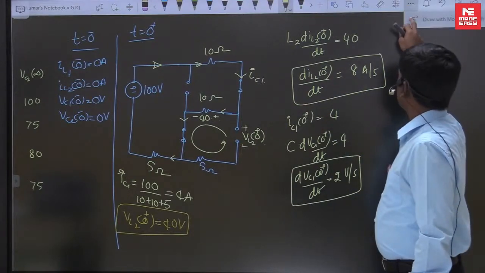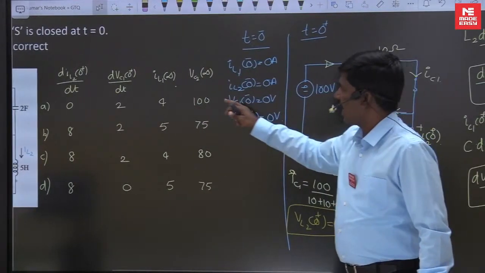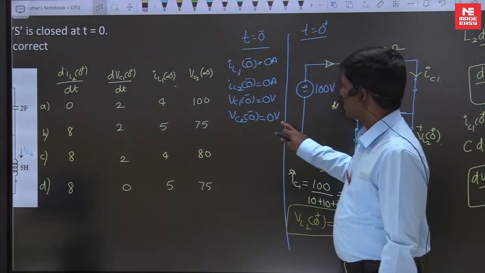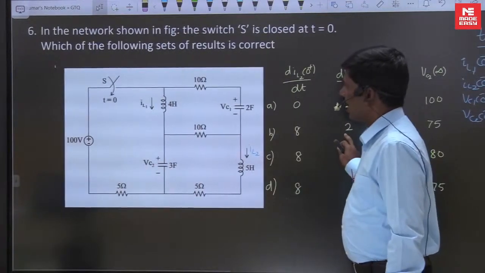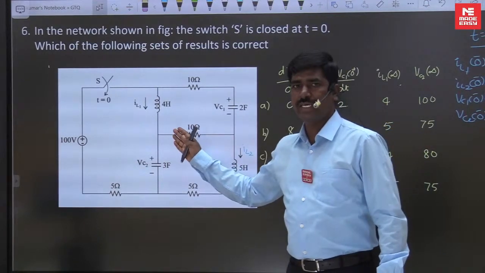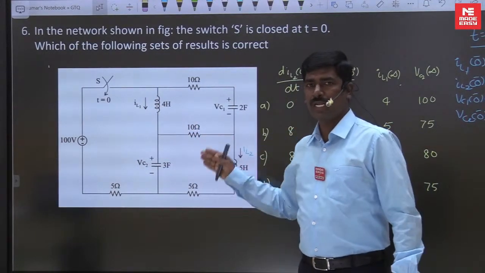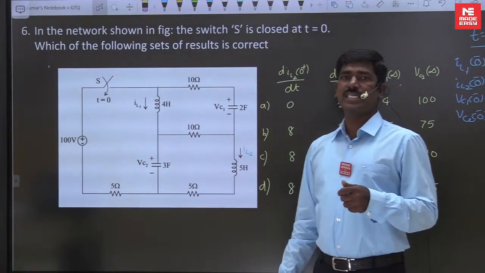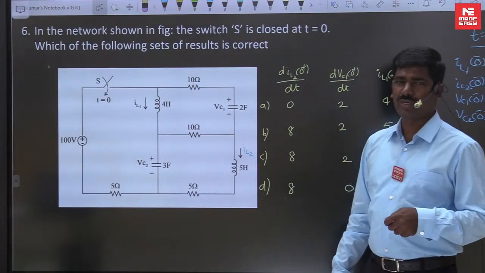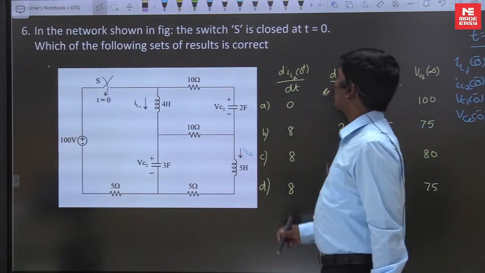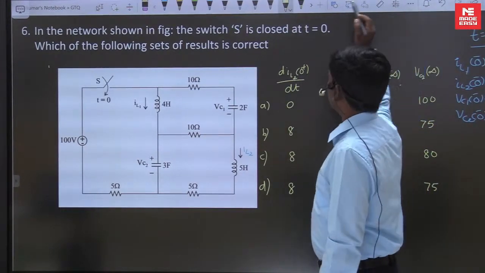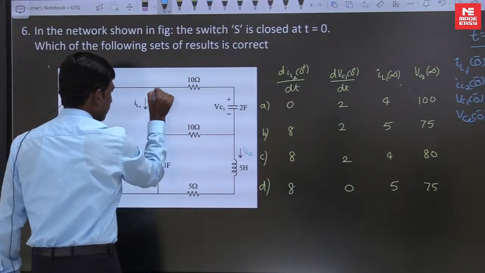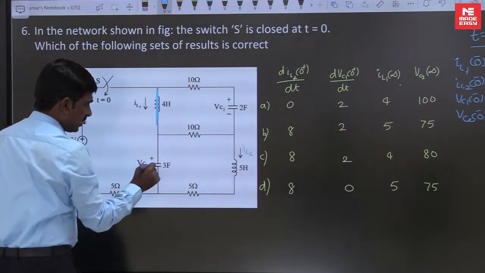Next, find IL1 of infinity and VC2 of infinity directly in this diagram. As t tends to infinity, the inductor is connected to the source and the capacitor is connected to the source, which means it reaches the steady state. Capacitor acts as an open circuit, inductor acts as a short circuit. Just replace with the short circuit here, and here is the open circuit.